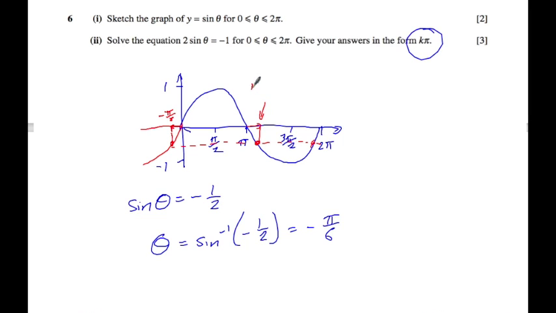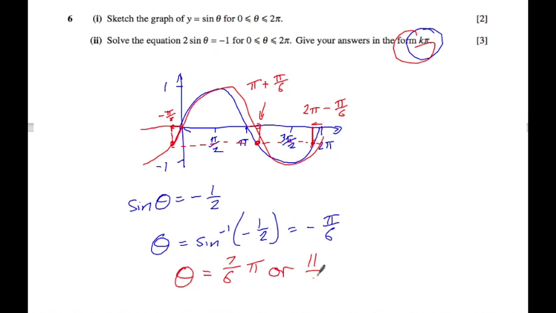So this value here is going to be pi plus pi over 6. So if you've got a pi and another sixth of a pi, you've got 7/6 of pi. So that's one result, and it's in this form that they want. And then this result over here is going to be 2 pi minus pi over 6 because we've had to go pi over 6 back from 2 pi. You could even think of it as adding on 2 pi to this result here. So if you've got 2 pi's and you take away a sixth of a pi, you've got 11 pi over 6 or 11/6 pi, and that's your 3 marks.